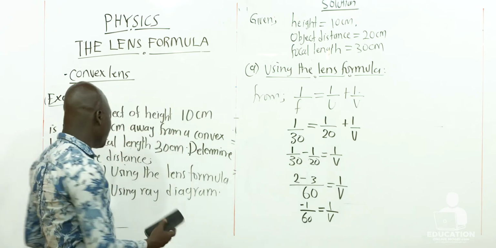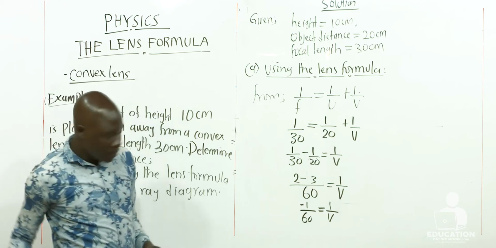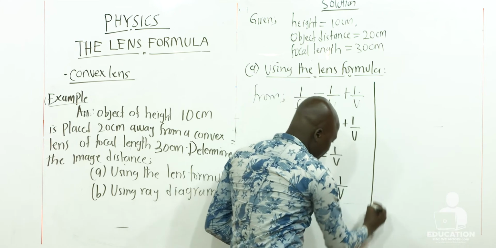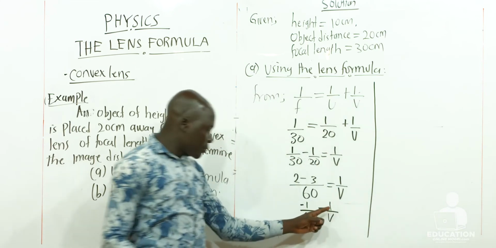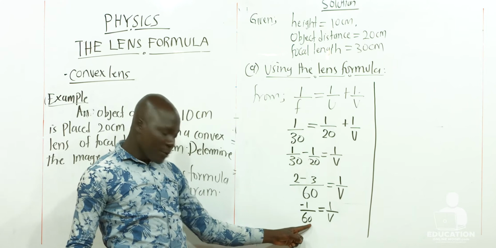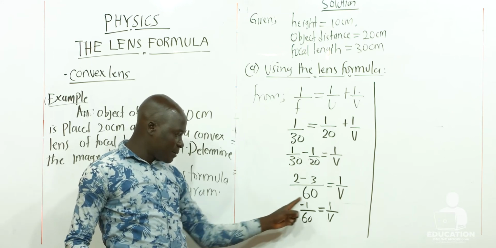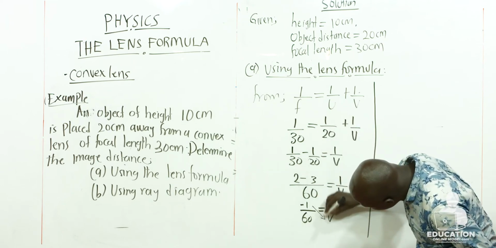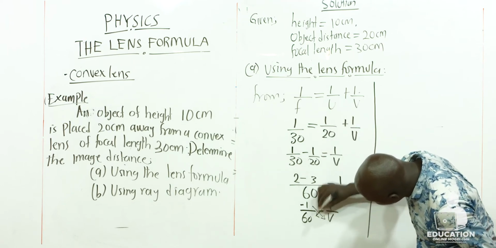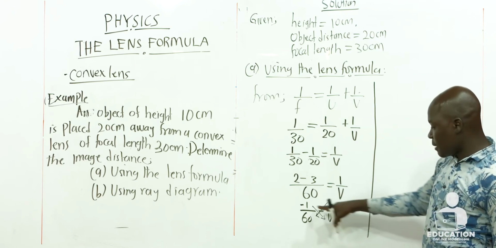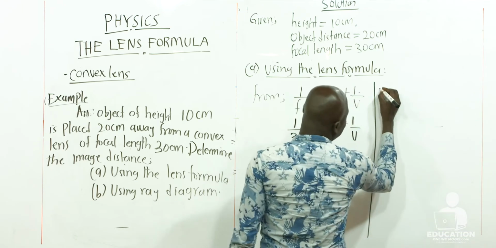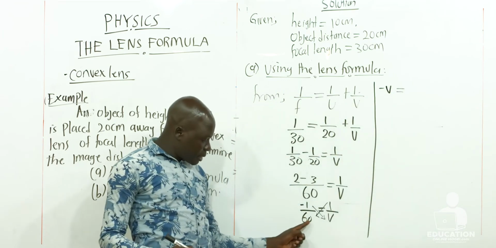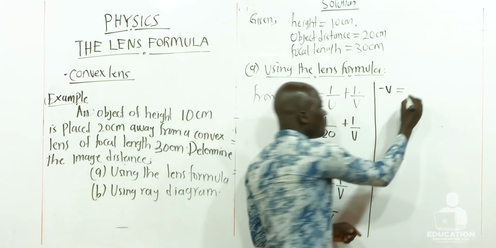So what we are going to do is to cross multiply, dear learners, meaning we are going to multiply 1 times 60, then we shall also multiply V times negative 1. So now when we multiply V times negative 1, it is going to give us negative V, which is equal to, then when we multiply 60 times 1, we get 60.